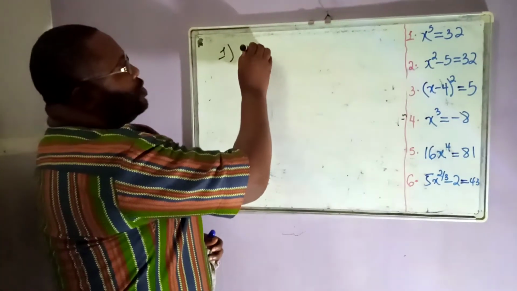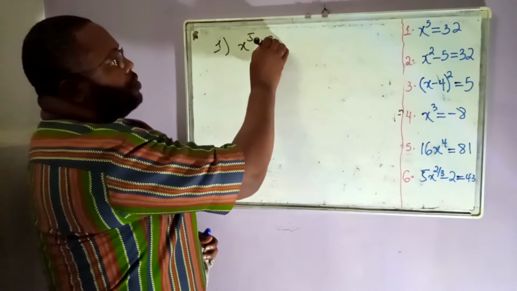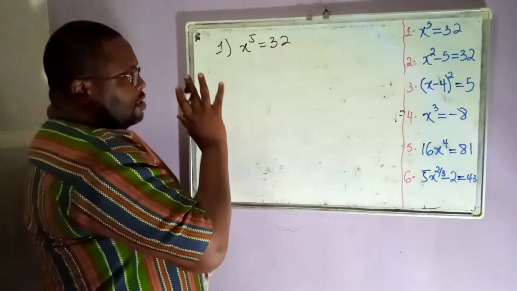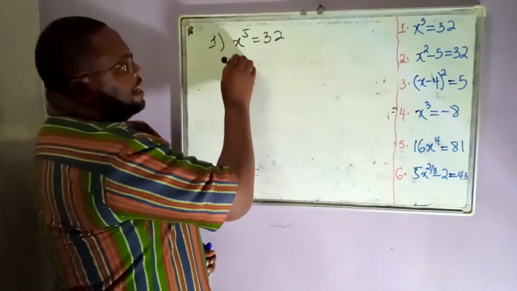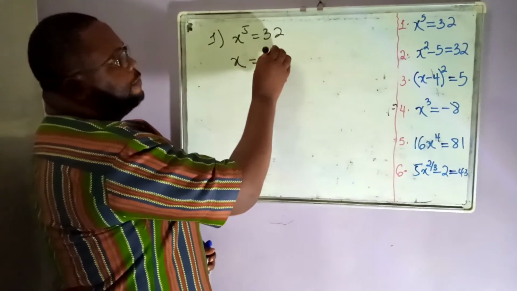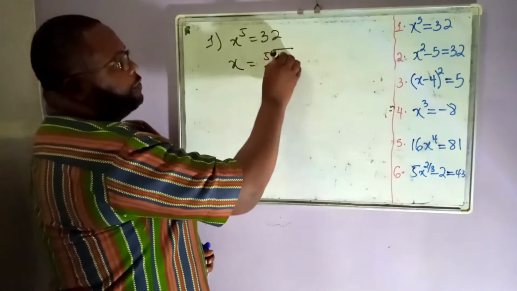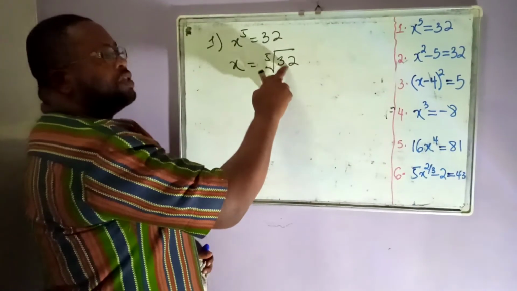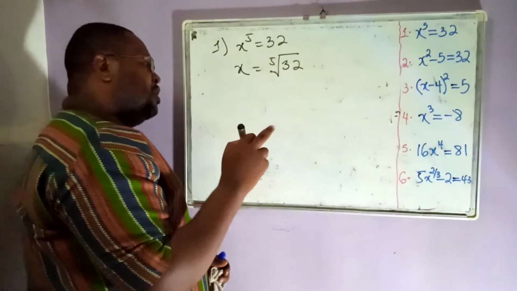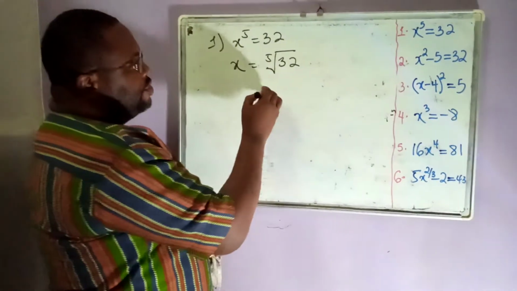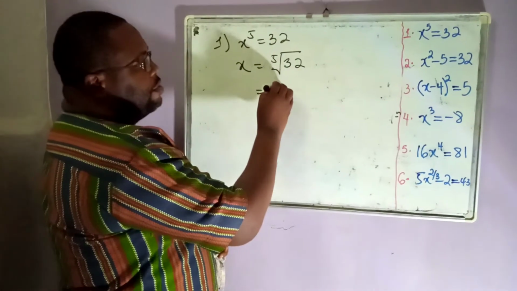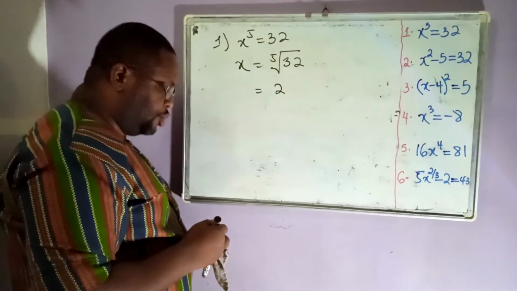We have x to the power 5 equals 32. The solution is that x becomes equal to the fifth root of 32. Now let's analyze. 32 is greater than or equal to 0, a positive number, and 5 is odd. We don't have issues here. The fifth root of 32 is simply equal to 2.